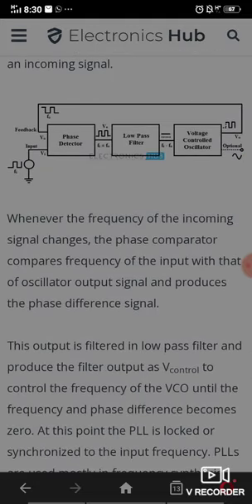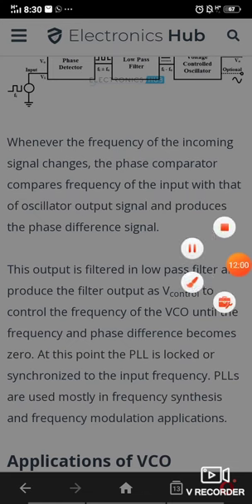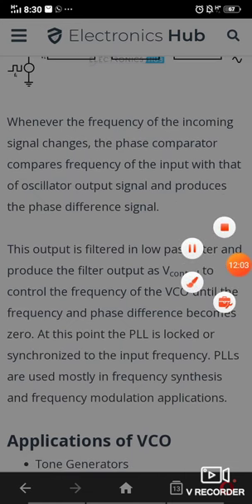Whenever the frequency of the incoming signal changes, the phase comparator compares the frequency of the input with that of the oscillator output signal and produces the phase difference signal. This output is filtered in the low pass filter and produces the filter output as V control, which changes the frequency until the frequency reaches the lock condition of the synchronizing circuit.